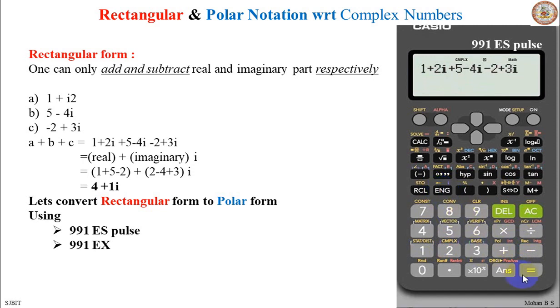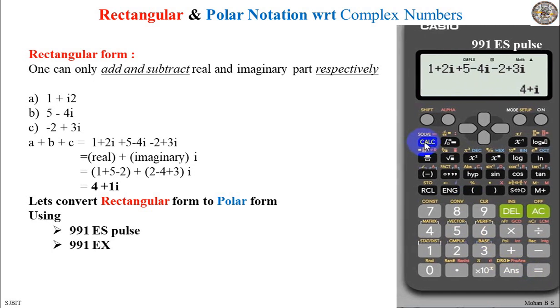So you get the answer 4 plus i. So how do we convert to polar form? In this particular calculator, you have to go to shift, and then you can see complex associated with number 2. So click on button 2.